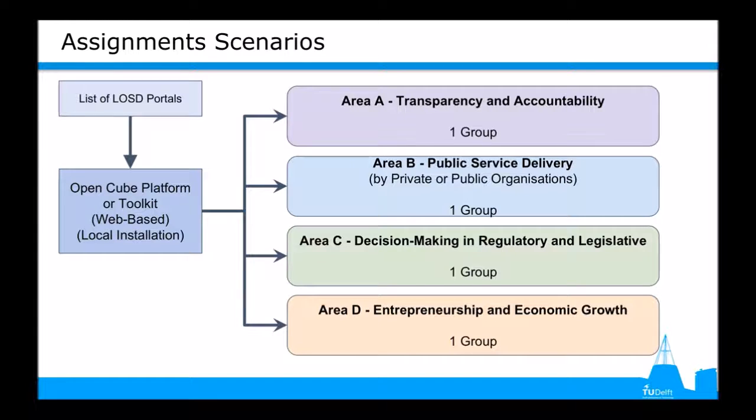Area C, decision making in regulatory and legislative matters. This is an important area of the government, but we don't have too many projects. Area D, entrepreneurship and economic growth. For example, you are using data sets from the government to create a new business or improve a business. For example, Waze uses datasets from the government to improve the delivery of GPS information.